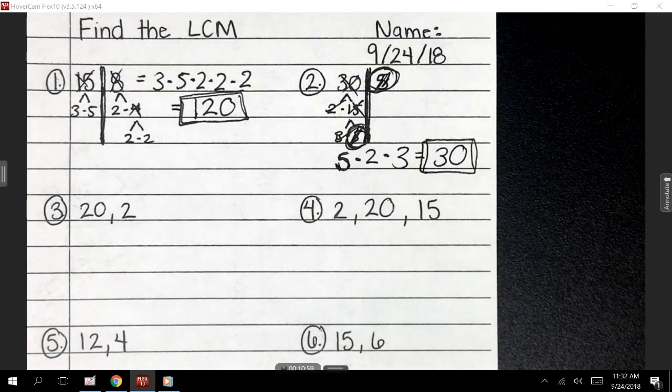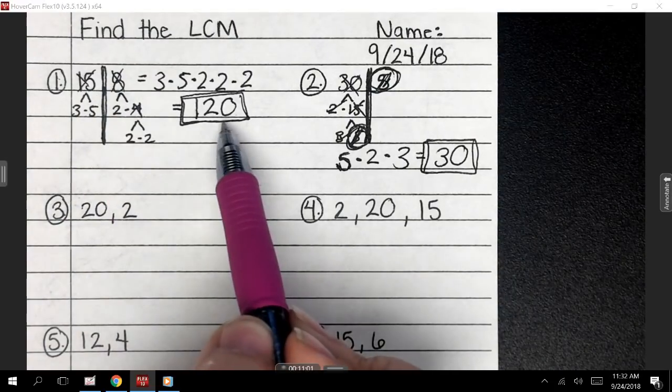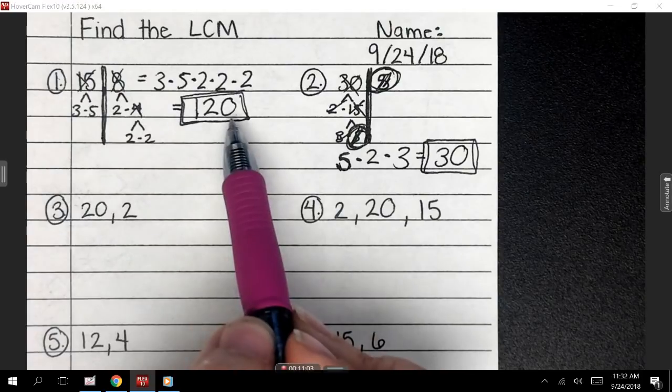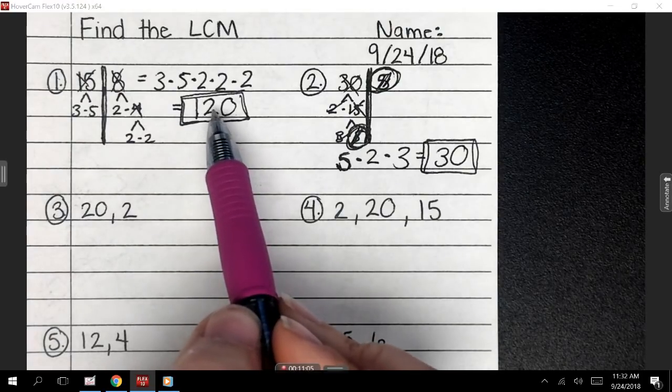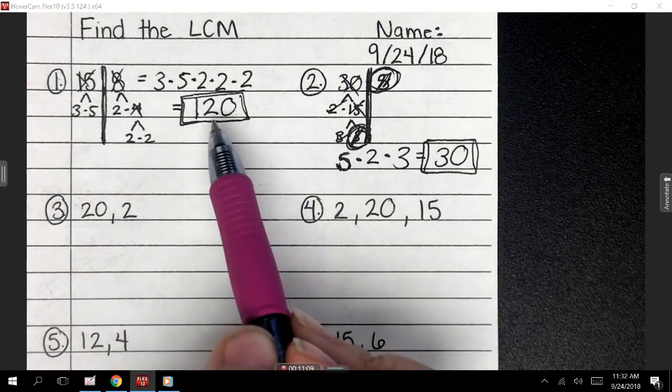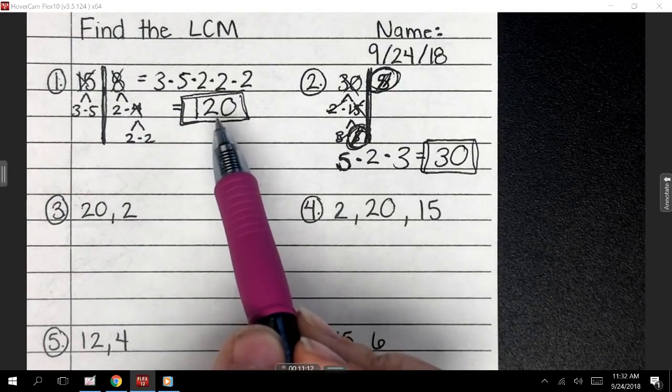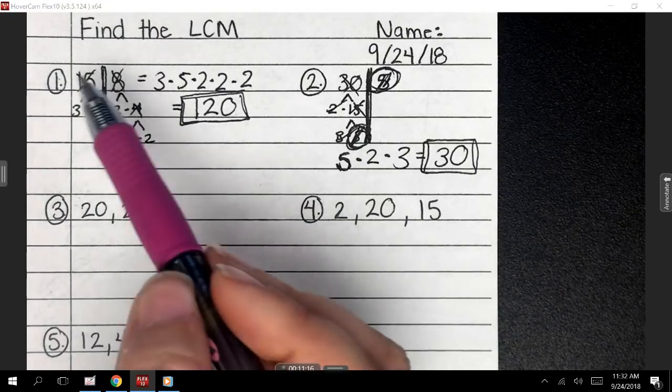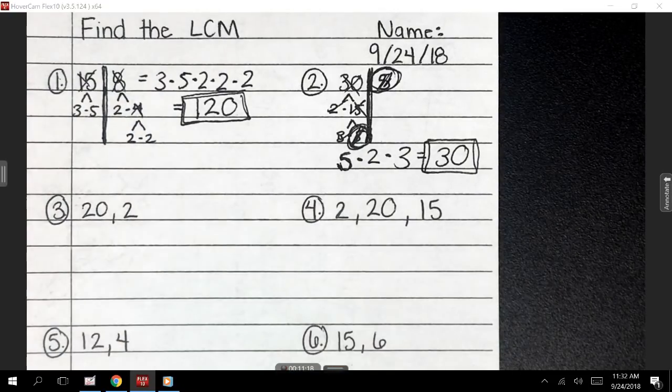All right. Over here on number 1, 15 can multiply to give me 120, and 8 can multiply and give me 120. Believe it or not, for these two numbers, that is the smallest number that they can multiply and equal the same thing with. All right, so that to me, that's kind of crazy, because when you look at 8 and 15, you would think there would be something smaller than 120, but there's not.